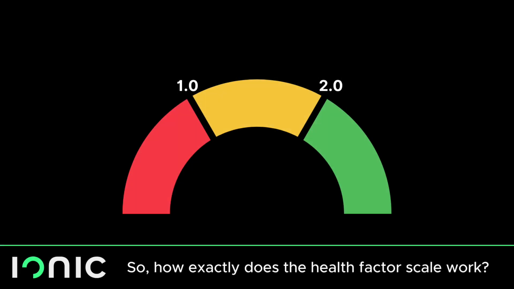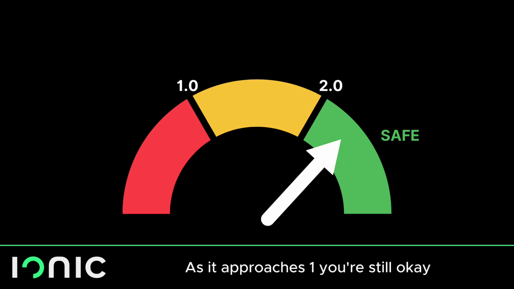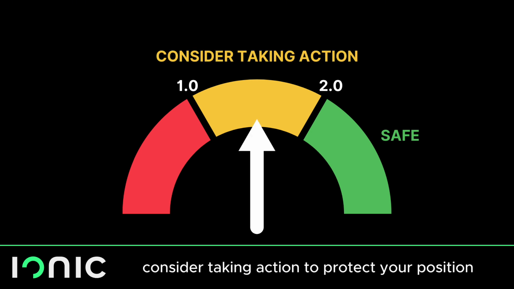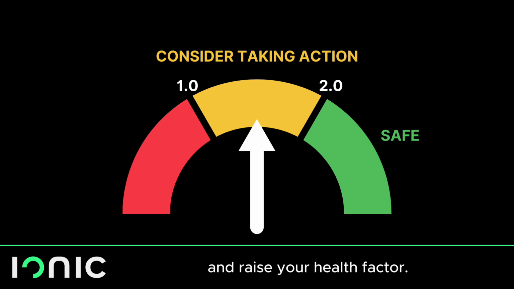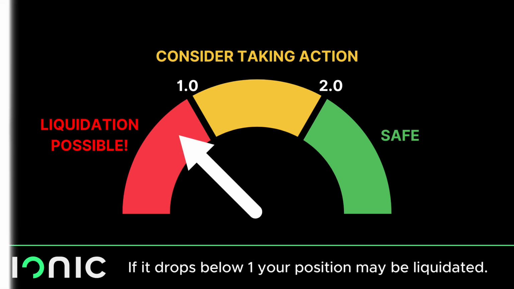So, how exactly does the health factor scale work? It's simple. A health factor above 1 means your position is safe. As it approaches 1, you're still okay, but might want to consider taking action to protect your position and raise your health factor. If it drops below 1, your position may be liquidated.